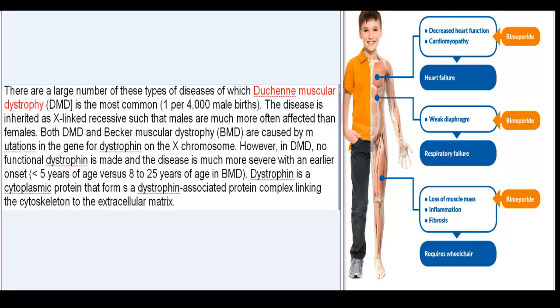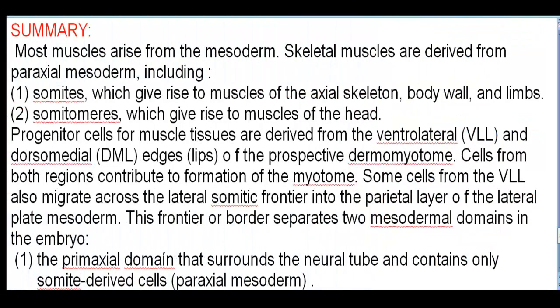Both DMD and Becker muscular dystrophy, BMD, are caused by mutations in the gene for dystrophin on the X chromosome. However, in DMD, no functional dystrophin is made and the disease is much more severe with an earlier onset, 5 years of age versus 8 to 25 years of age in BMD. Dystrophin is a cytoplasmic protein that forms a dystrophin-associated protein complex linking the cytoskeleton to the extracellular matrix.